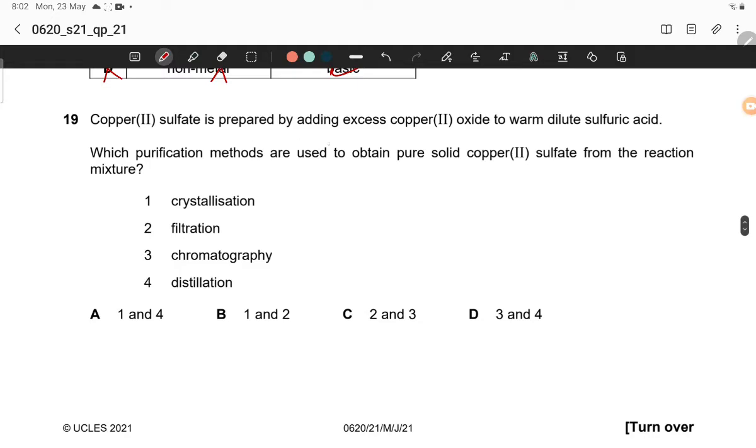Copper 2 sulfate is prepared by adding excess copper 2 oxide to warm dilute sulfuric acid. Which purification methods are used to obtain pure solid copper 2 sulfate from the reaction mixture? Yes, crystallization is involved. This method is filtration and crystallization.